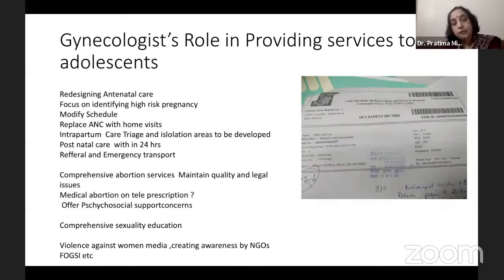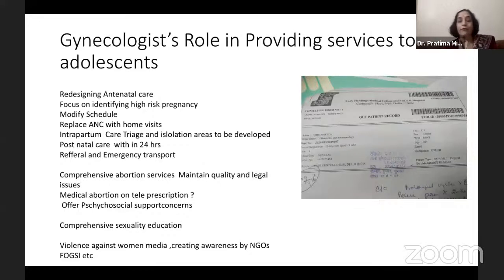Then coming to abortion services, one has to understand, and we are also advocating this, that all the legal documents have to be completed before any abortion services are provided. Medical abortion: now the government is saying that you can give medical abortion on teleprescription, but I have very little experience on that. Till now, we are not giving that. And of course, at every point, we have to offer psychosocial support to all the adolescent and youth clients, especially because social isolation leads to a lot of stress, which may lead to problems.